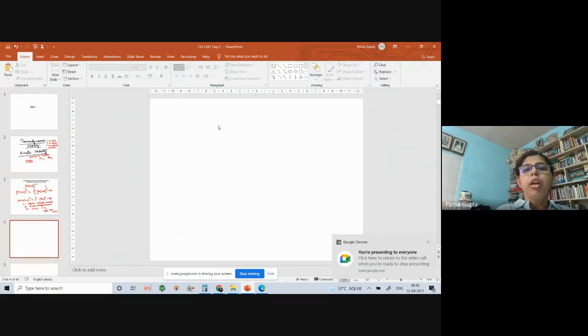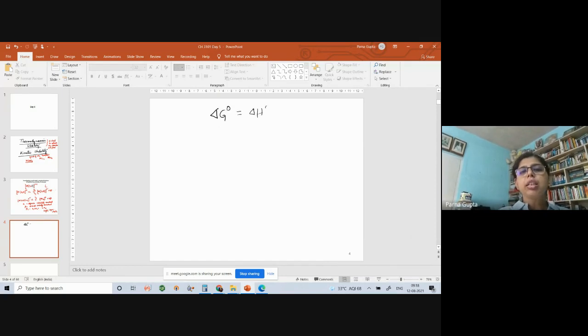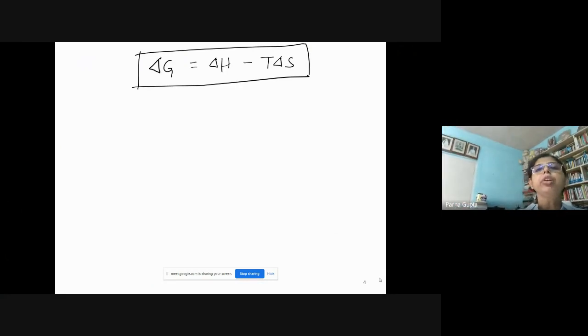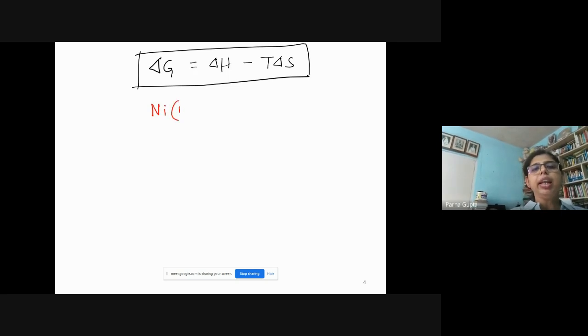So if you just think of a reaction, del G0 is equal to del H0 minus T del S, or I shall not write the 0. This is something you have learned for a long time, and we will see in an easy way how this happens. Okay, let us take one example. Let us take Ni(NH3)6.